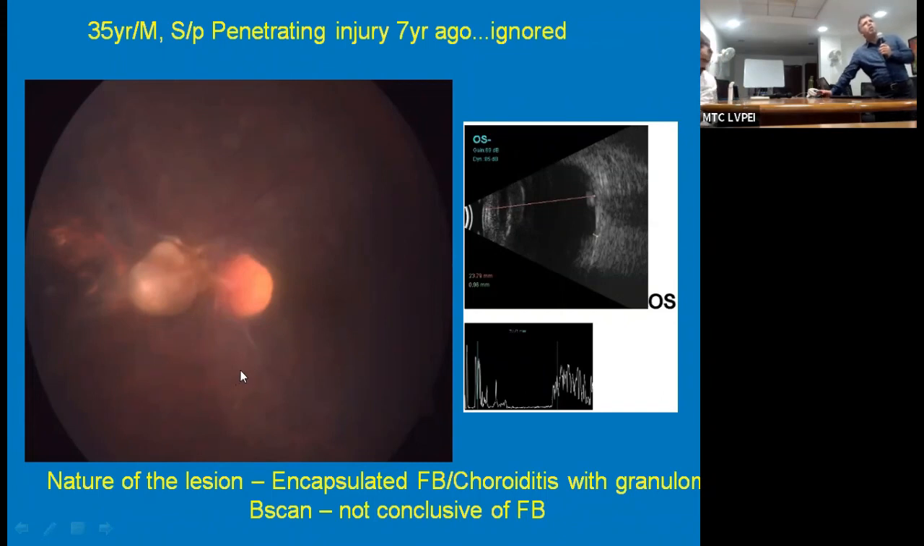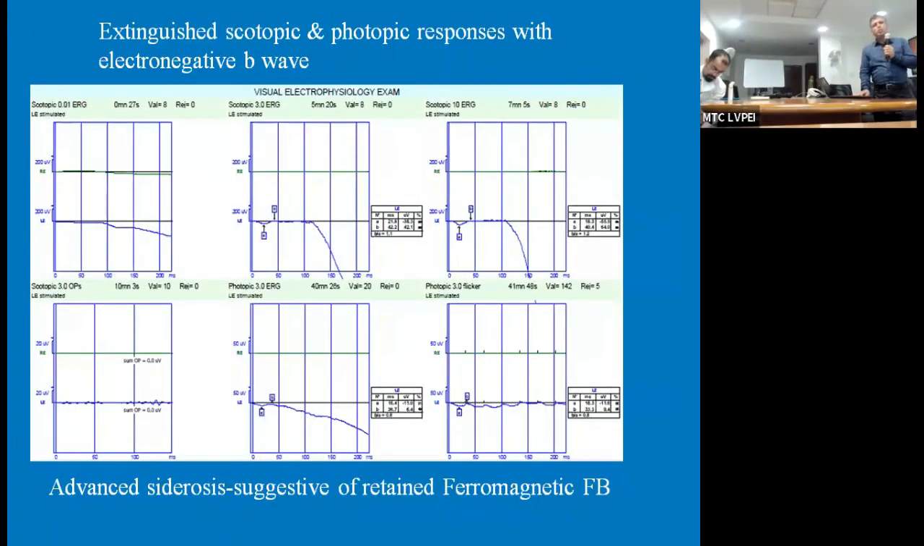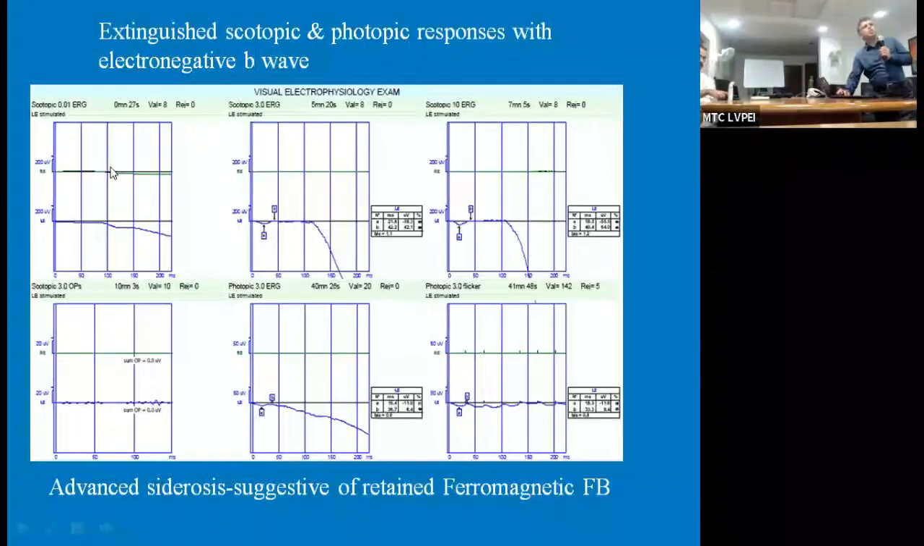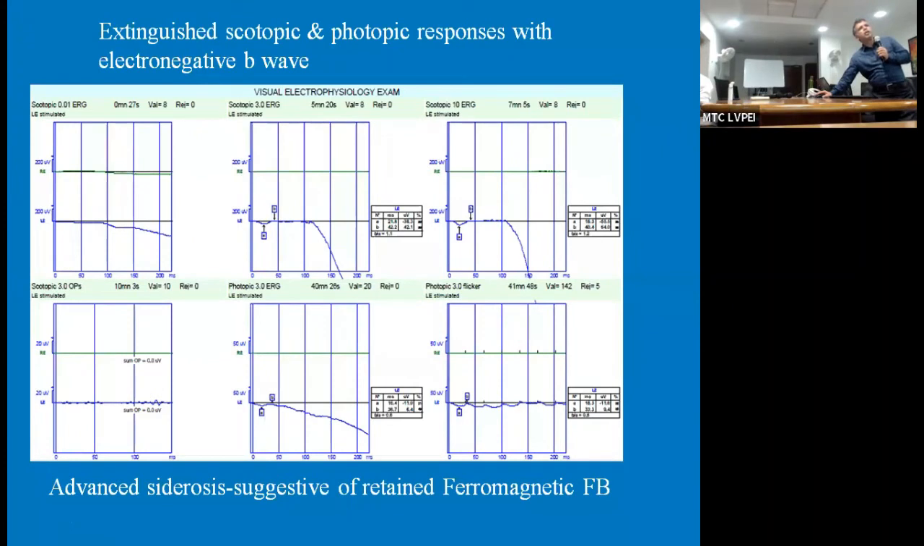But if we gather all the corroborative evidence, that 7 years ago he had an injury with a sharp projectile, and there was a very small faint scar at the inferotemporal limbus, a small iris atrophic patch, this was quite suggestive of an intraocular foreign body. Now the next thing to confirm our diagnosis is ERG. As we can see here, this is a case of advanced siderosis, extinguished scotopic and photopic responses, and the B wave is negative, suggestive of a foreign body.